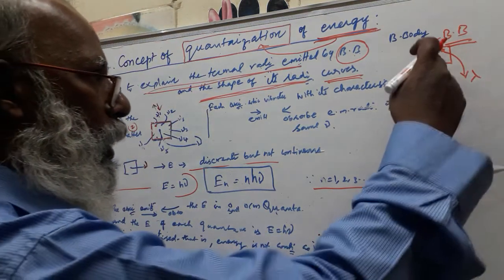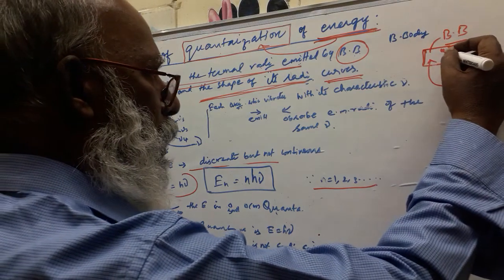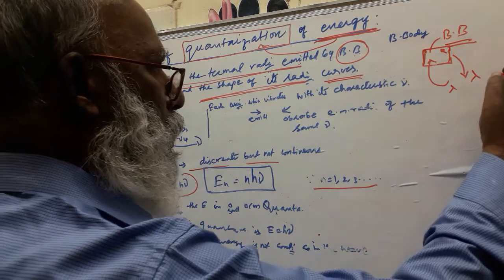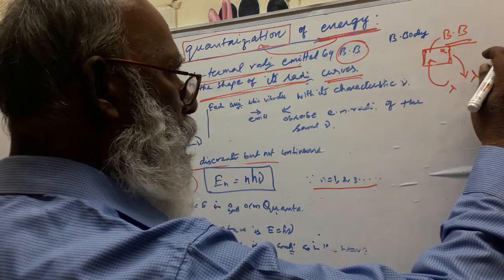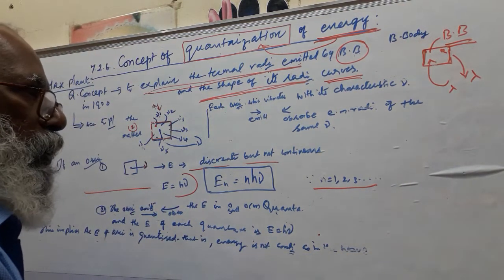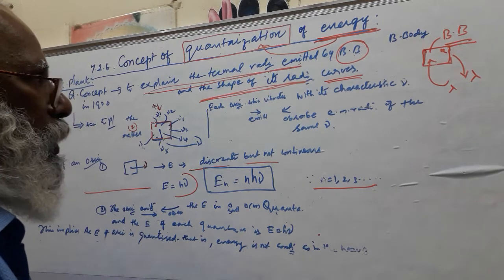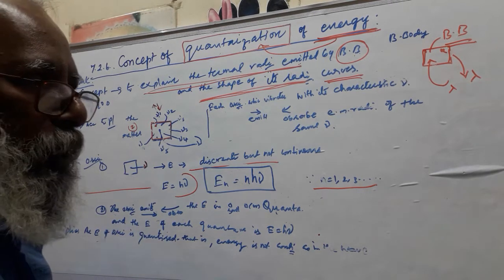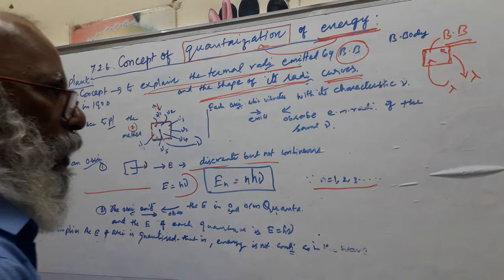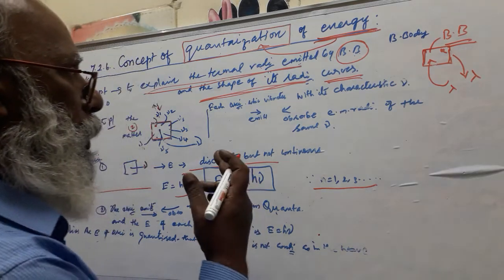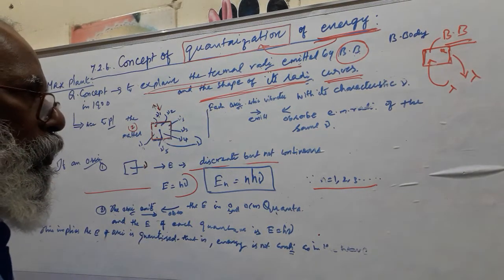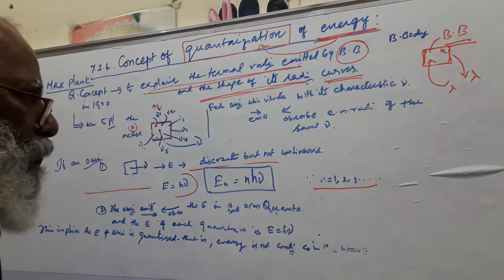Now, the radiation emitted by this black body and the shape of this radiation in curves: to explain the curves of radiation, we need Planck's theory. That's why it's important to know a little bit about Planck's theory of quantization of energy to explain this concept. Okay.